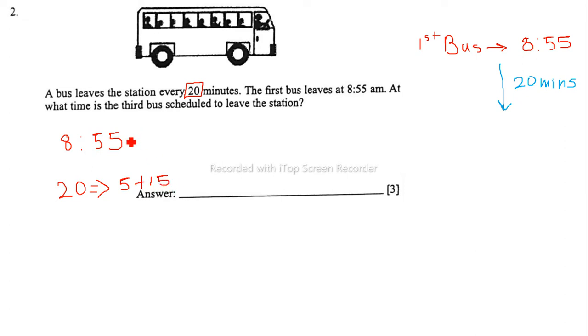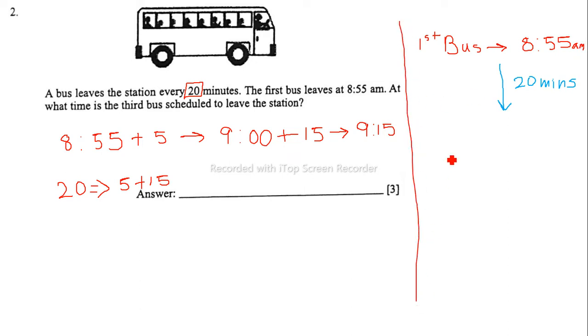So if we have 8:55, and we add 5 minutes to it, that's gonna give us 9 o'clock. And then we have to add another 15 minutes to it, and that's gonna give us 9:15, right? So the first bus is at 8:55 a.m., and so the second bus is gonna leave at 9:15.